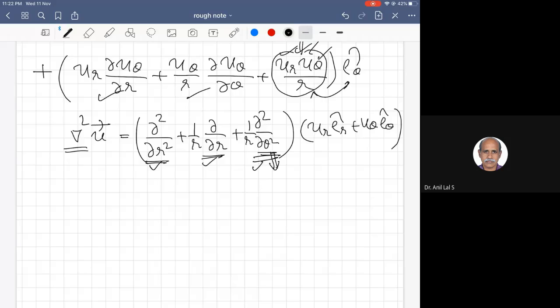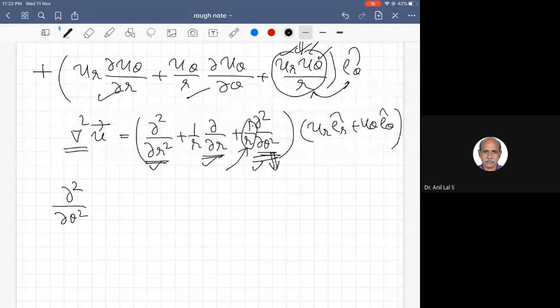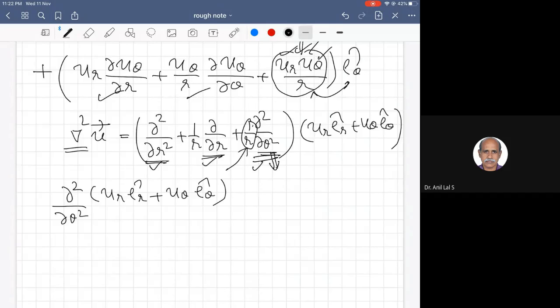For that, I will consider dou squared by dou theta squared; the 1 by r I will consider later. So dou squared by dou theta squared on ur er plus u theta e theta. We'll see what extra terms come. First I will do dou by dou theta, then once again dou by dou theta, giving dou squared by dou theta squared.